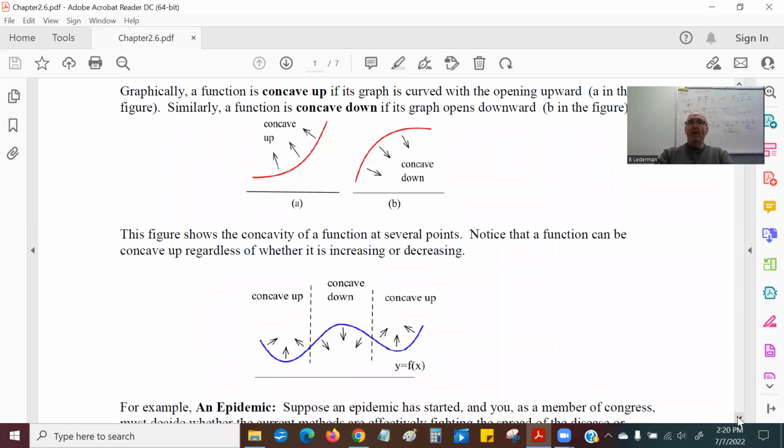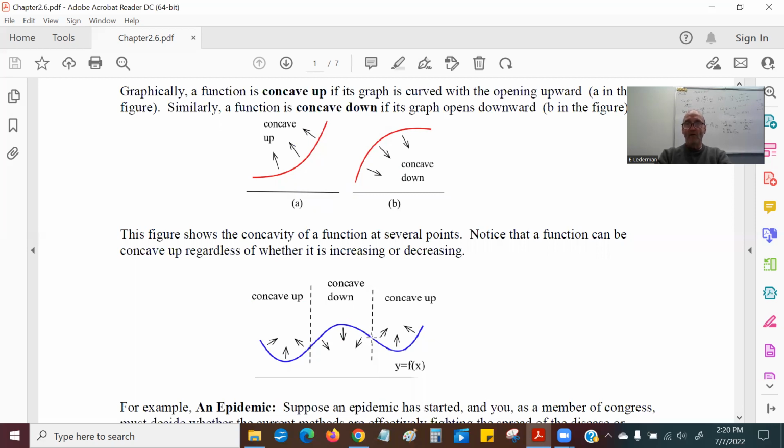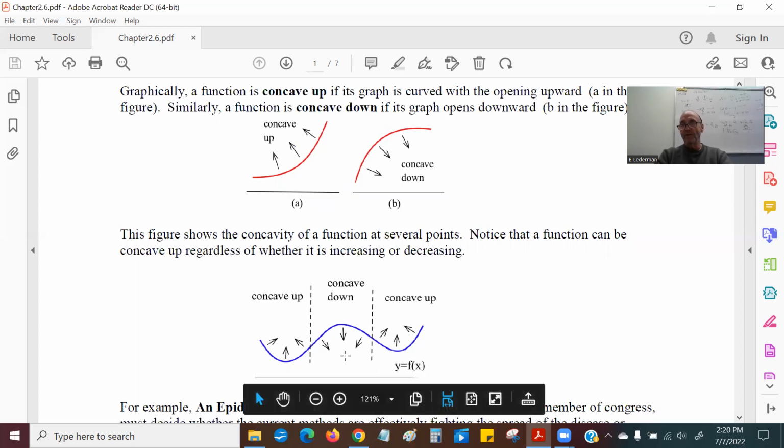Now, of course, a function is not all one or all the other. It could switch, because here it's concave up, and now here it's concave down, and here it's now concave up. Now, the point where it switches from concave up to concave down, or concave down to concave up, is called a point of inflection. So the point where the concavity switches is called a point of inflection, and the textbook is going to show that explicitly.